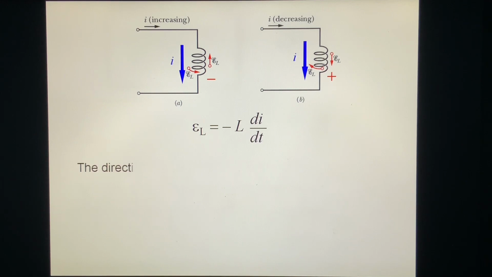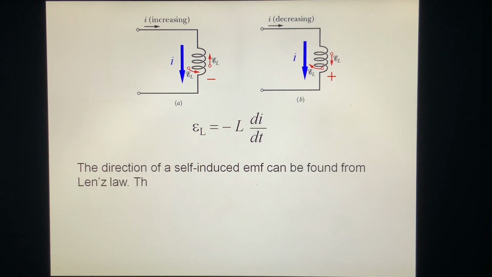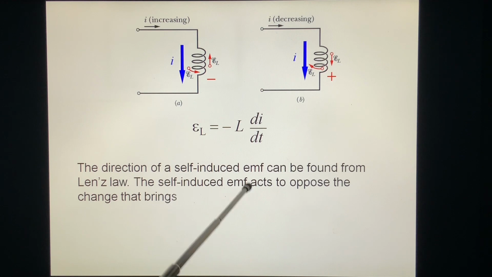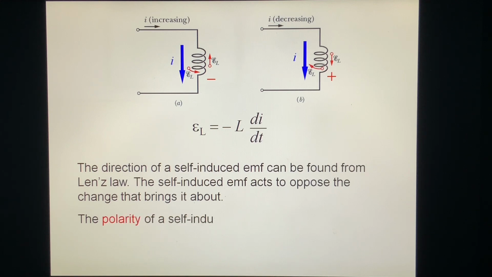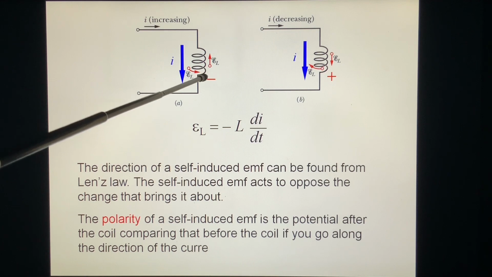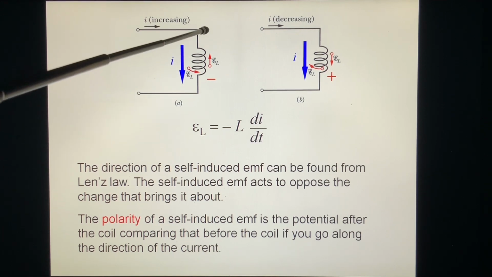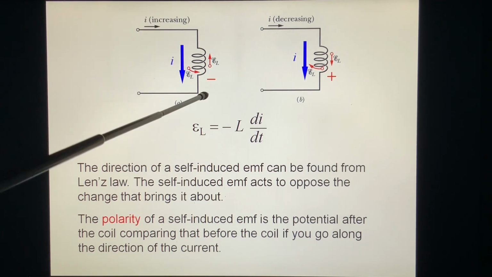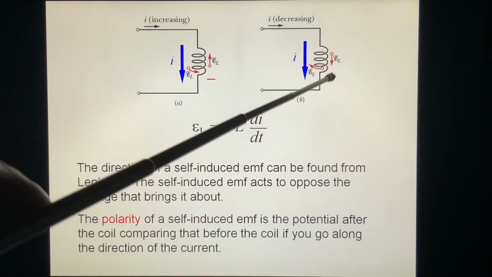Okay. The direction of a self-induced electromotive force can be found from Lenz's law. The self-induced electromotive force acts to oppose the change that brings it about. The polarity of a self-induced electromotive force is then the potential after the coil compared with that before the coil. In this case, it's negative. In this case, it's positive.